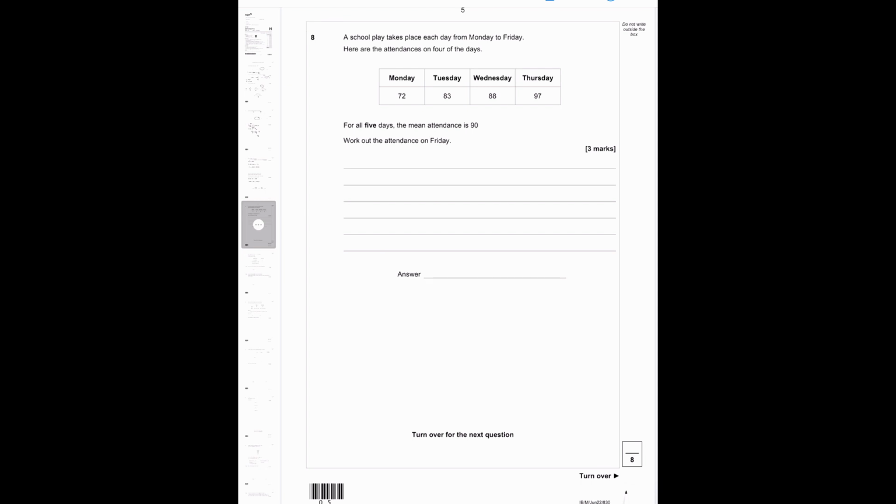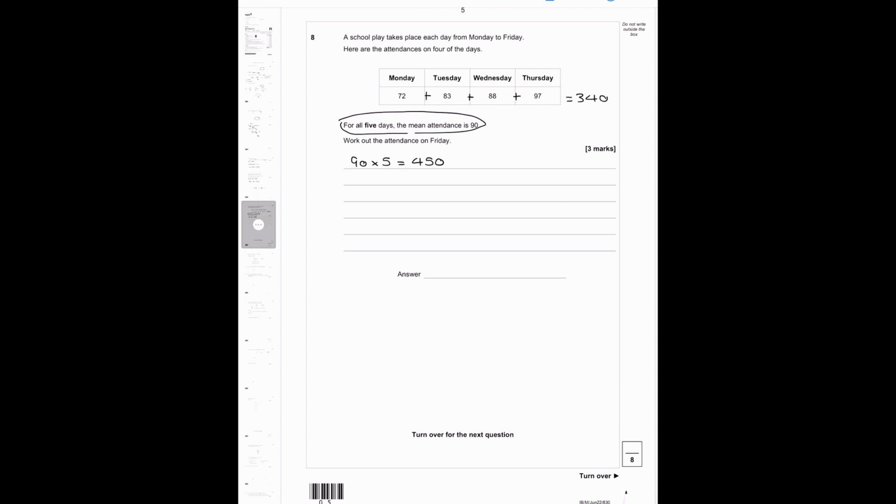Question 8 says the school play takes place each day from Monday to Friday. Here is the attendance of the 4 days, and it is giving us a table with that information on. For all 5 days the mean attendance is 90. Work out the attendance on Friday. This information here means that we can work out how many attended in total. To do this we do 90 times 5, which gives us 450. If we add what we know together we get 340 guests.